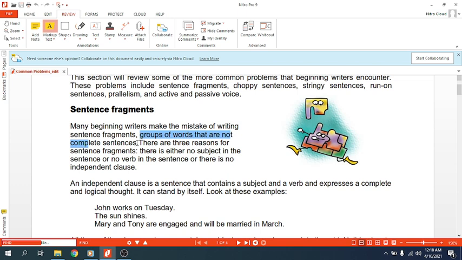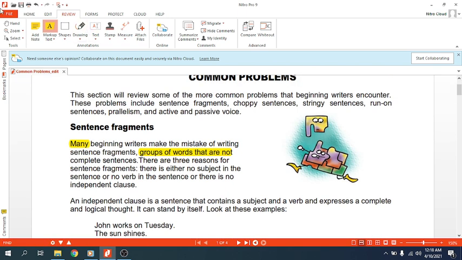So fragments, ya. Yang namanya fragment itu potongan gitu, okay? So it's not a complete one. There are three reasons for sentence fragments to appear in a sentence: either there is no subject in the sentence, or no verb in the sentence, or there is no independent clause. These are very common feedback or comments I give to you in your assignments.